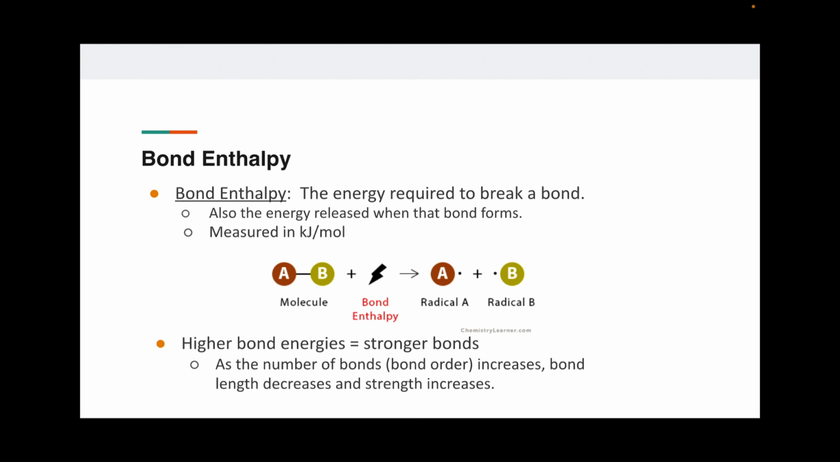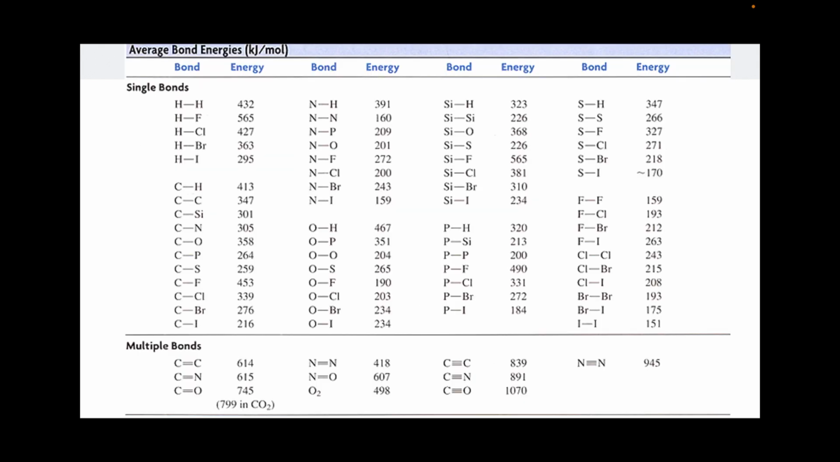Typically, as the number of bonds or bond order increases, bond length decreases and strength increases, meaning single bonds are weaker and have smaller bond energies than double bonds, which are weaker and have smaller bond energies than triple bonds.